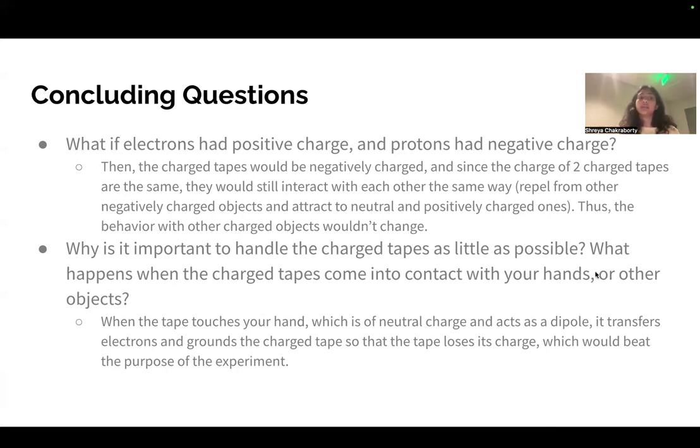And then, why is it important to handle the charged tapes as little as possible with your fingers? And if they come in contact with your hands, what happens? Like I said before, your fingers act as a dipole. So there is an electron transfer that happens when you touch the tape and it loses its charge, which is important in this case because not touching it would allow it to stay charged and would allow us to calculate that displacement for this experiment.